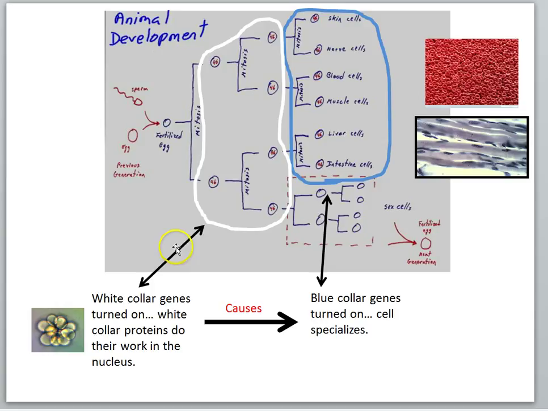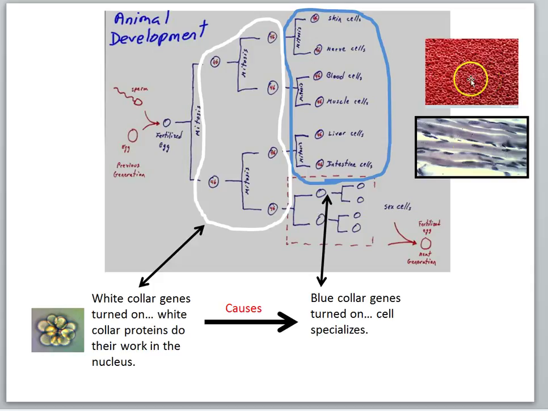So what we want to think about then is that during early development, inside the nucleus of all these cells, white collar genes are being turned on. And then the white collar proteins are going to be doing their work in the nucleus, binding to DNA and turning certain genes on and off. And that's going to be causing some blue collar genes to be turned on and some turned off. And blue collar genes make blue collar proteins, and that's when the cells will begin to specialize. So here we see red blood cells and muscle cells.